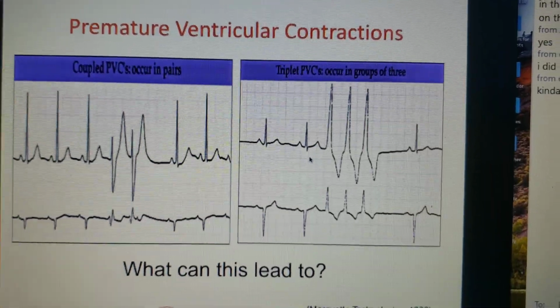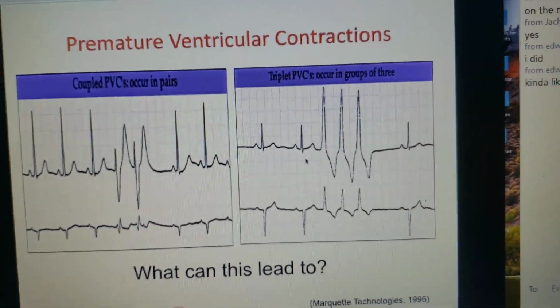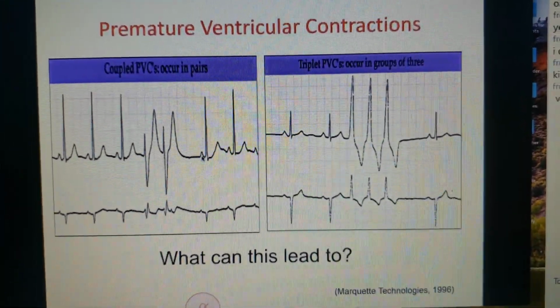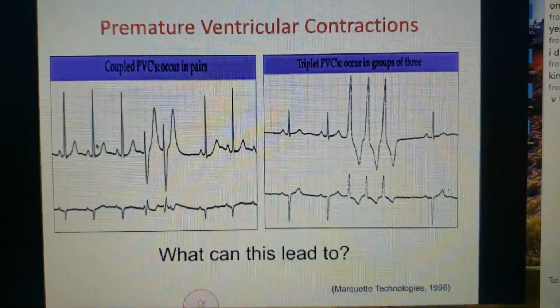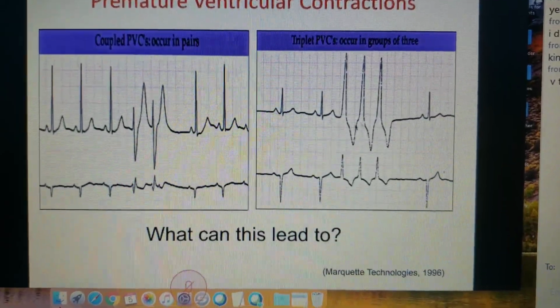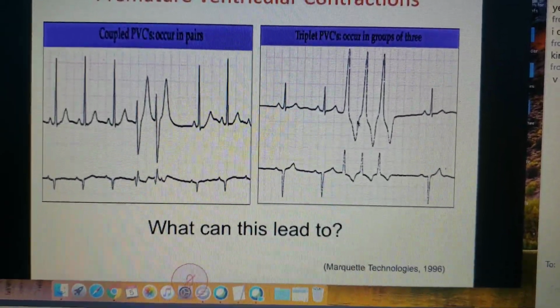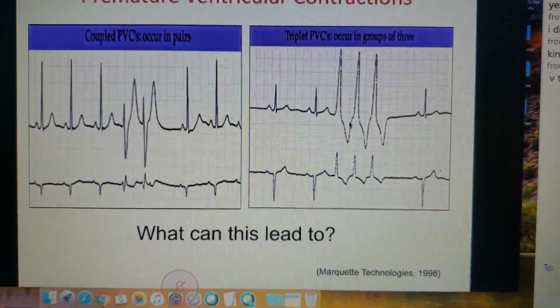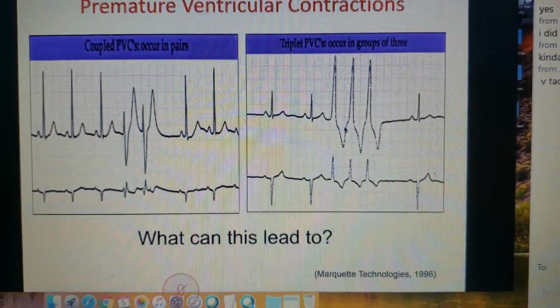You want to take a wild stab at it? VTAC, exactly. That's exactly what's going to happen. We end up getting a run of VTAC. That's what we call a run of VTAC. If it goes more than 3 beats, we call it a run of VTAC, and we freak out about it because VTAC is not a rhythm you want to see somebody in.